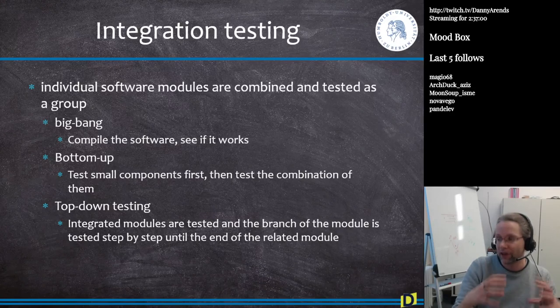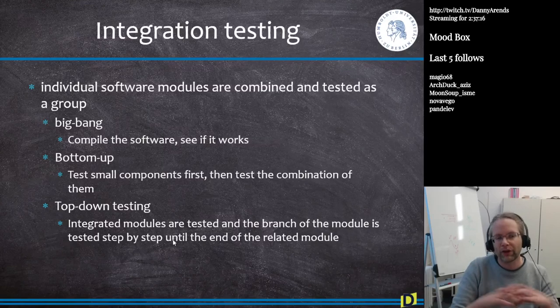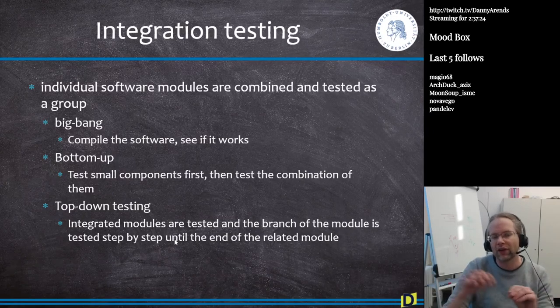And then we add the next component. So we test first retrieval from the database. The next step might be retrieval from the database and sending it to the printer. And then the third step would be retrieving the data from the database, sending it to the printer, and sending it to the screen. Top-down testing is the other way, where you start testing the other way. So integrated modules are tested at the branches of the module, and you test step by step until the end of the related module.